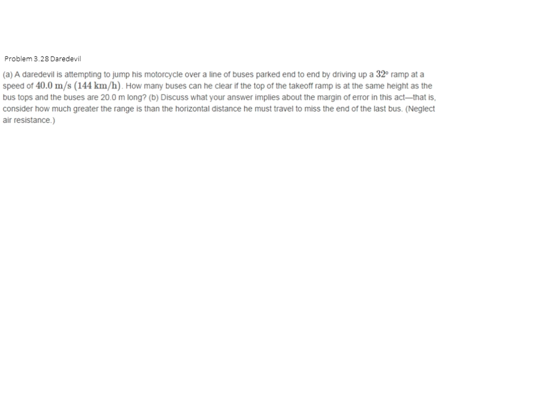So this is now problem 28 in our book. A daredevil is attempting to jump his motorcycle over a line of buses parked end to end by driving up a 32-degree ramp at a speed of 40 meters per second. How many buses can he clear if the top of the takeoff ramp is the same height as the bus tops and they are 20 meters long? And then we can discuss our answer.